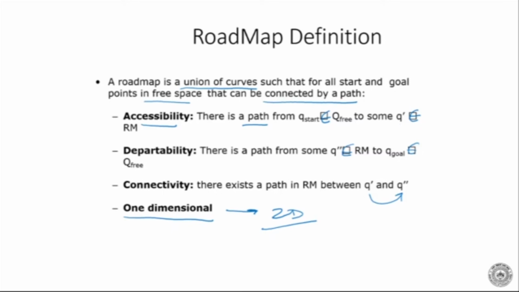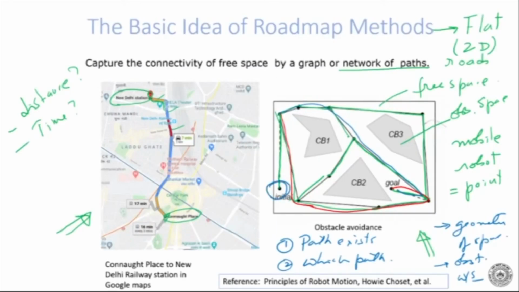Now this is very easy to understand: accessibility, departability, and connectivity. Accessibility essentially means that from this point you should be able to access the network. Departability: you should be able to go from here to the goal point. And connectivity is that this connection should be there between the accessibility and the departability. So that is the basic idea of a roadmap.